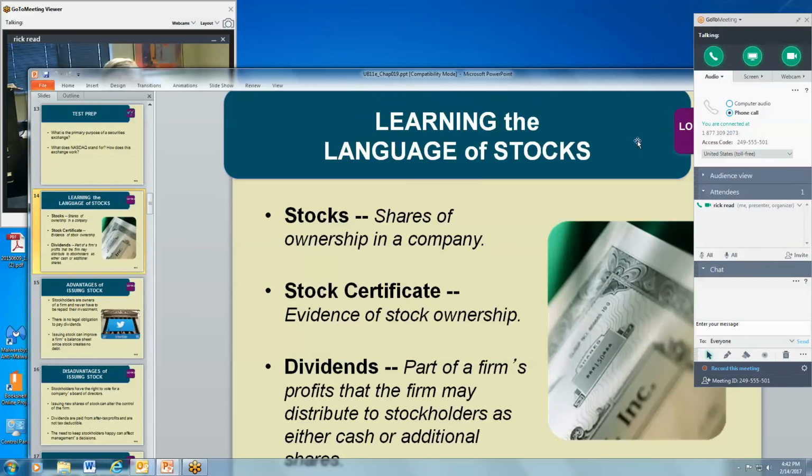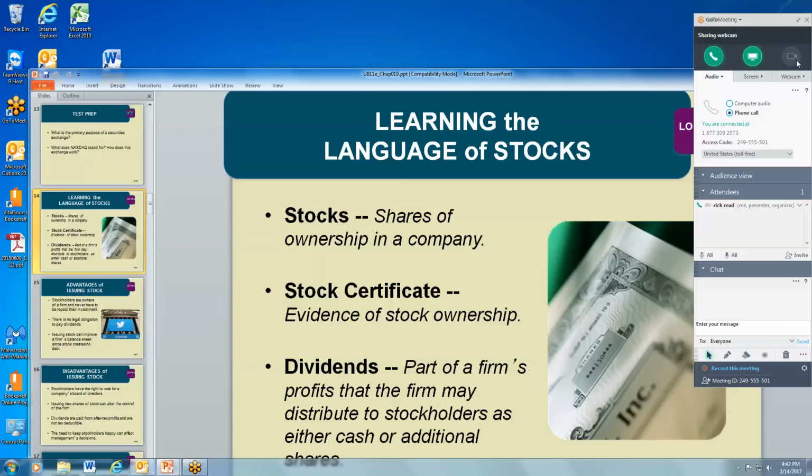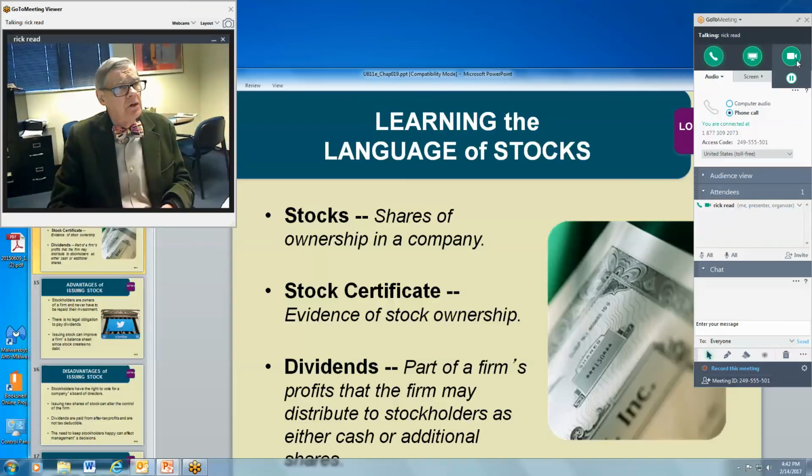Now, what we give here is the language of stock. Stocks are also known as shares. When you have those, it says that you, Mr. Smith or Miss Jones, are an owner of XYZ Corporation.